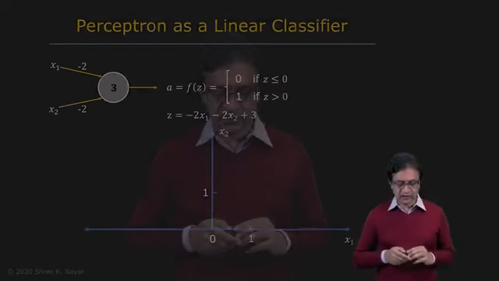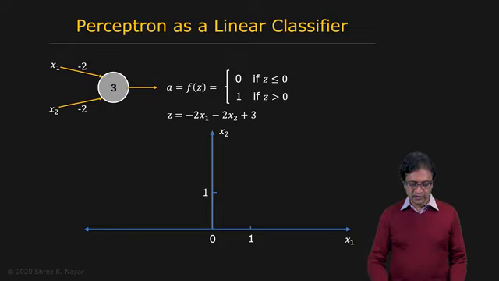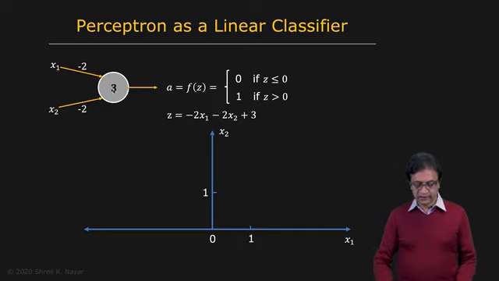We know that a single perceptron is essentially a linear classifier. So what can we do with a network of perceptrons? Let's once again take a look at a single perceptron, which we've discussed before. This particular perceptron here, just as an example, has -2, -2, and 3 as the weights and bias.